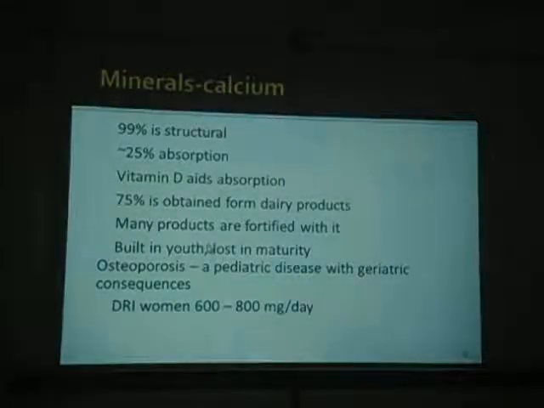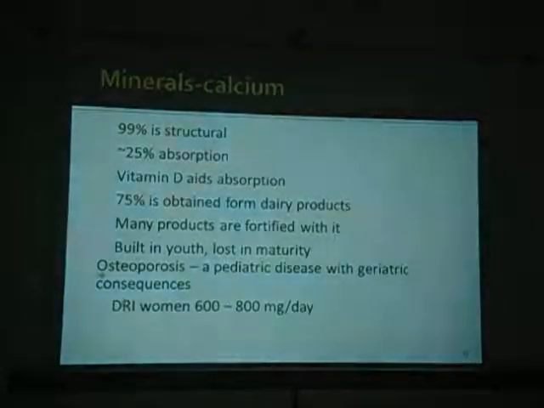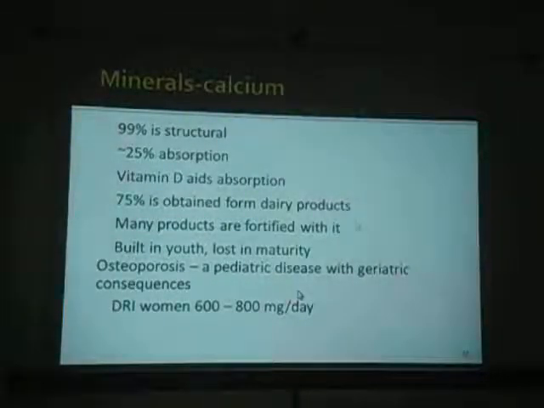And this calcium is formed in youth, but as maturity goes on, at about 50 years, 60 years, the patient will go for osteoporosis, osteomalacia is seen, where the bone resorption takes place. That's why it is lost in maturity. So the daily requirement is about 600 to 800 milligram per day.